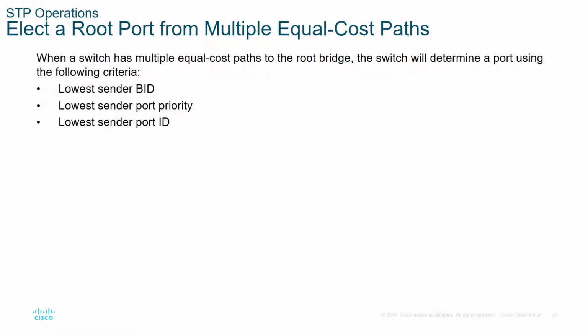So, electing a root port from multiple equal cost paths. When a switch has multiple equal cost paths to the root bridge, the switch will determine a port using the following criteria: the lowest sender bridge ID, the lowest sender port priority, or the lowest sender port ID. So we have to have some ways of essentially breaking deadlocks, and these criteria enable that to occur. If you do get a deadlock within a system, which might happen, then we can use these metrics to actually break that lock.